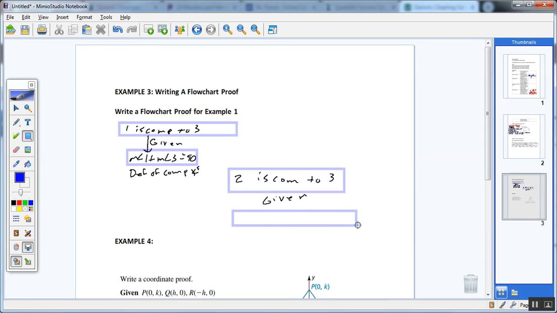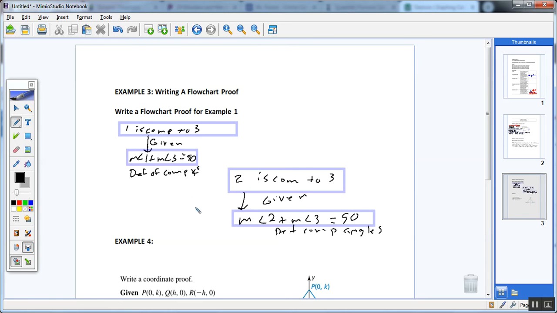So from here I can say angle 2 plus angle 3 has to equal what? Right? Because that again is the definition of complementary angles. Now watch this right here. I'm going to come back in here and put a box right down here. This is equal to 90 and this is equal to 90.